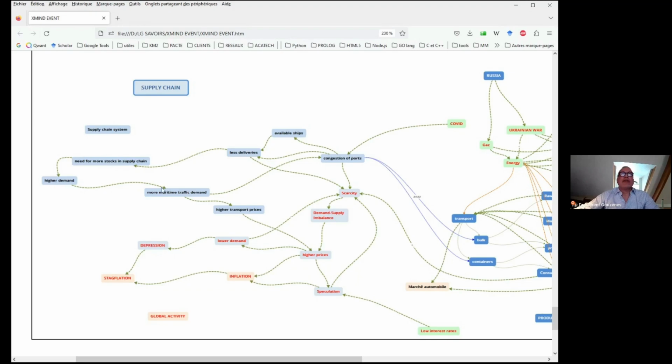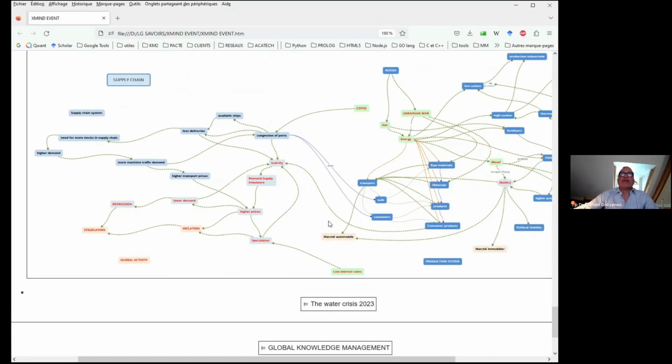So it's higher demand. Higher demand means more maritime traffic, but it's stuck here. So in fact, you have a crisis here, which propagates into price, because scarcity of things means an imbalance in demand and supply, and so on. So you can understand something which is very complicated using these graphs.